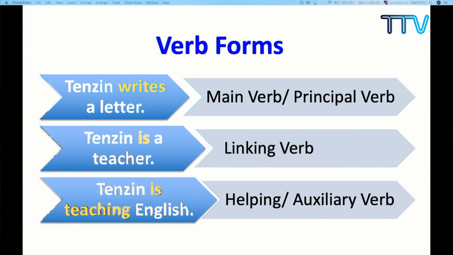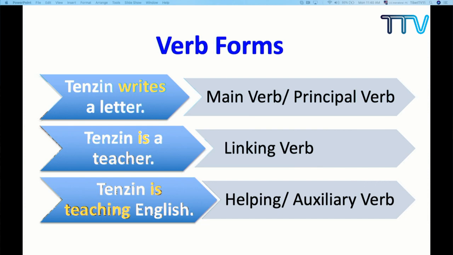Now, the third sentence, Tenzin is teaching English. If you look at this, there are two verbs. Is is a verb. Teaching is a verb. So in this sentence, is is called a helping verb, or in other terms, there is another name, auxiliary verb. By looking at the word helping, we will get some idea. The main work of this verb is to help, change, or modify, to show the type of the actual or main verb.